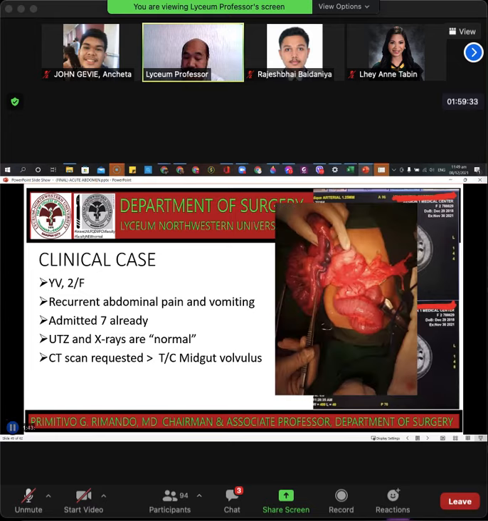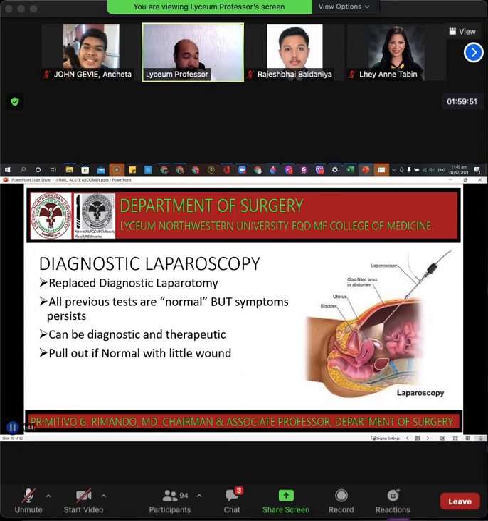So this is the intraoperative picture. You actually see here the twisting. This set of bowels twisted on this very small axis. So that's your midgut volvulus. Your diagnostic laparoscopy can also be used for your diagnosis.